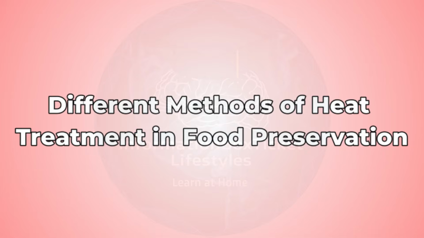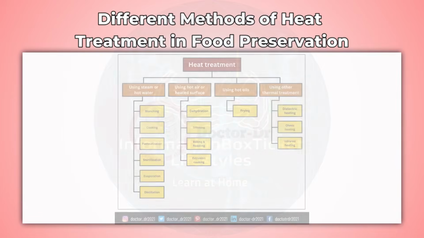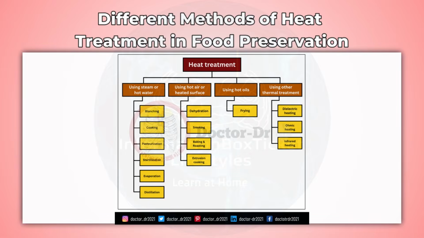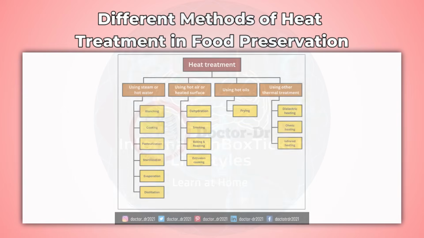Different methods of heat treatment in food preservation. Different methods of heat treatment in food preservation include pasteurization, sterilization, blanching, canning, and cooking. Each method applies controlled heat to inactivate harmful microorganisms, extend shelf life, and maintain food safety, while varying in intensity depending on the type of food and desired preservation level.